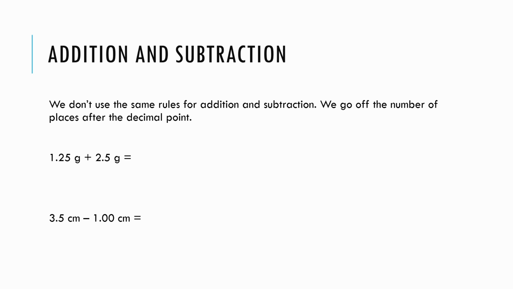But let's look at our first one. We have 1.25 grams plus 2.5 grams. Again, if we typed this into our calculator, what we would get would be 3.75 grams. Now this is addition and subtraction, so we are not looking at significant figures. We are looking at places after the decimal. For 1.25, we have 2 places after the decimal. Let me clean up those lines. 2 places after the decimal. For the 2.5, there is only 1 spot after the decimal.